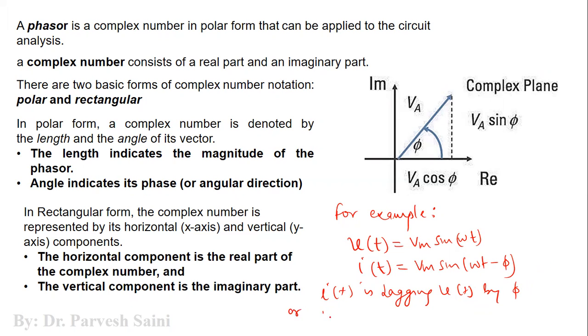Or you can also say that v(t) is leading i(t) by phi. Now, if we have to represent this in a space, basically two-dimensional space, or in the complex plane, how will you represent these as phasors? So this would be taken as a reference phasor, basically.